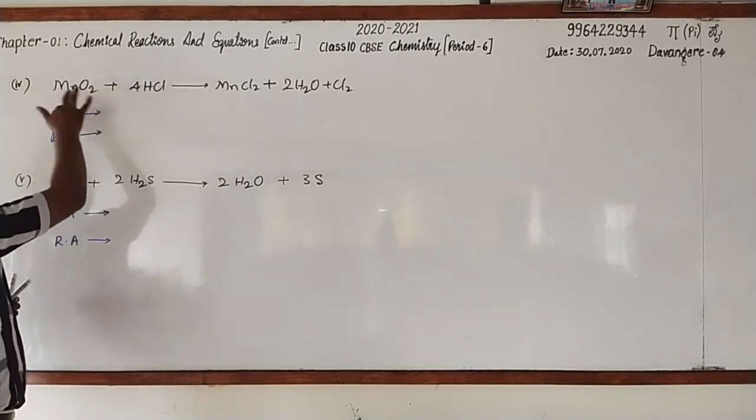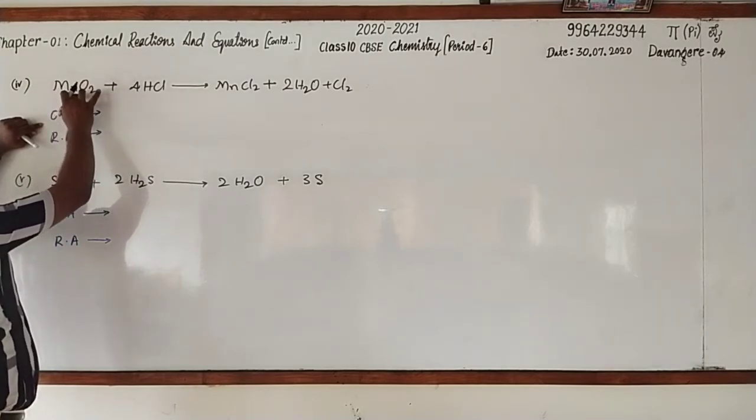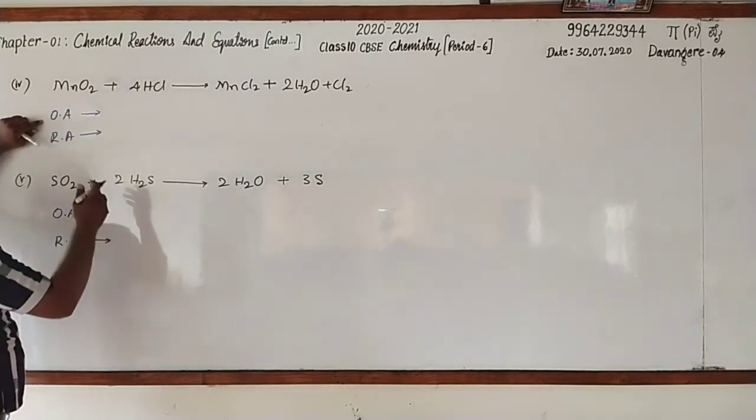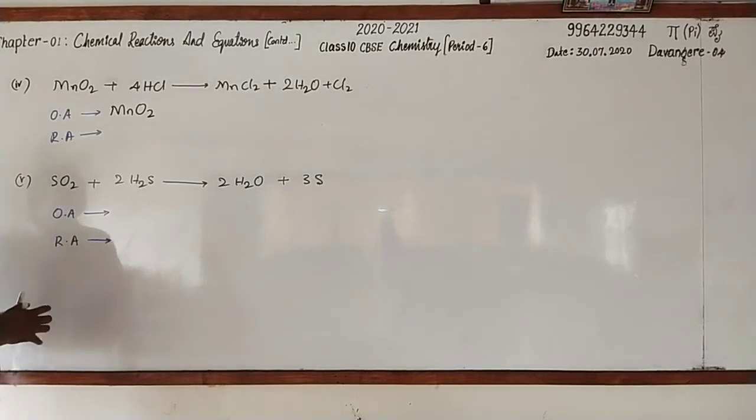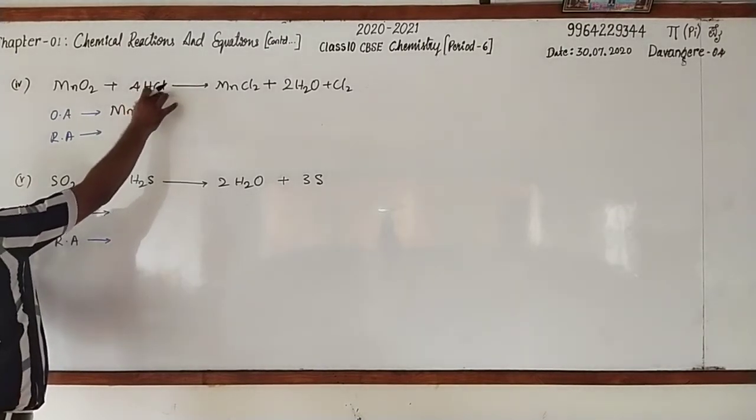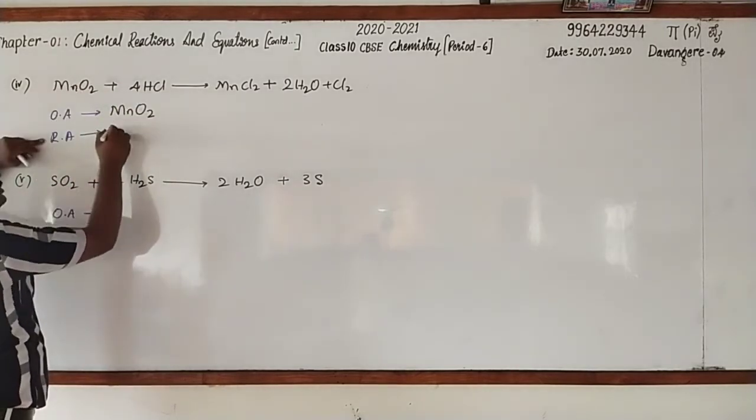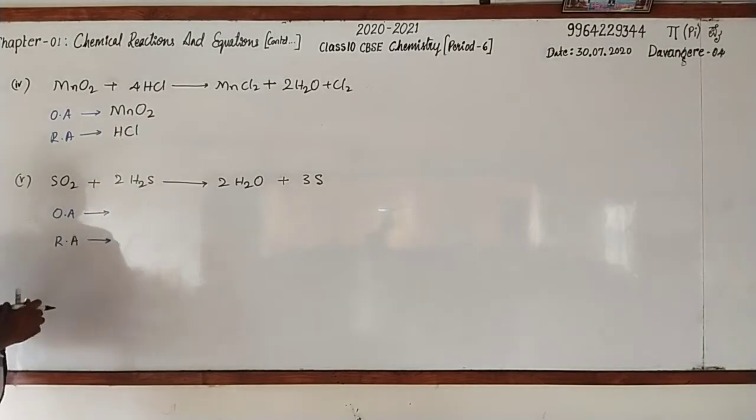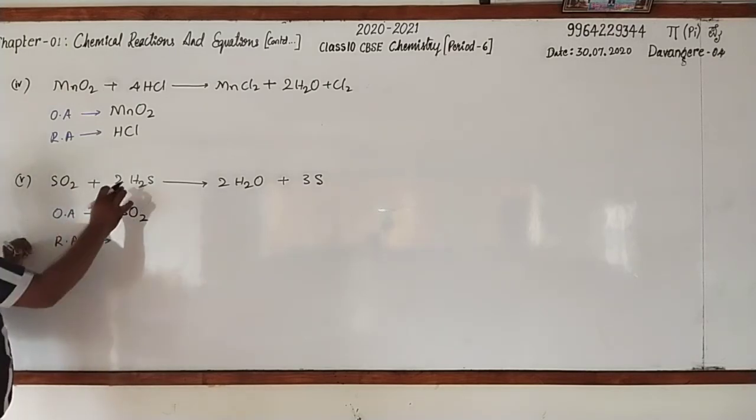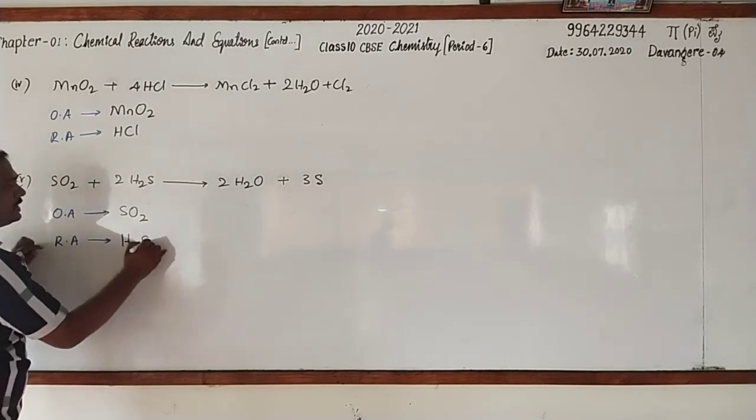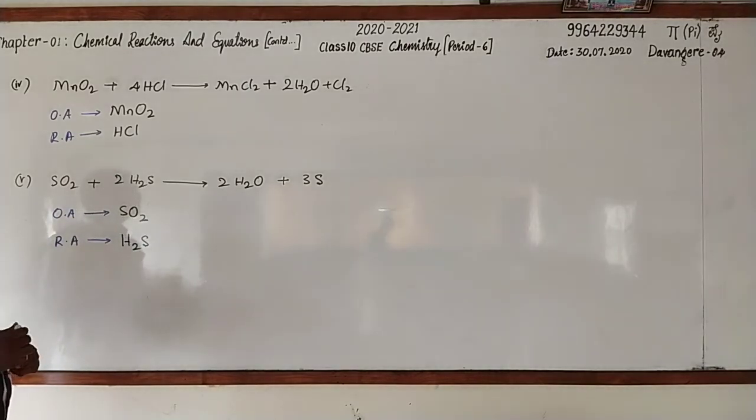Very simple. Just consider only the LHS part. Look at the oxidizing agent. This is the compound containing oxygen. It is ready to give oxygen for oxidation. Therefore, the oxidizing agent is MnO2. Look here. Then similarly, hydrogen chloride. Obviously, this is ready to remove oxygen from manganese oxide. Therefore, it is called the reducing agent, HCl. In the same way, here, sulfur dioxide is the oxidizing agent, oxygen is there. Hydrogen sulfide is the reducing agent. Clear? Then these two are also examples of redox reactions.